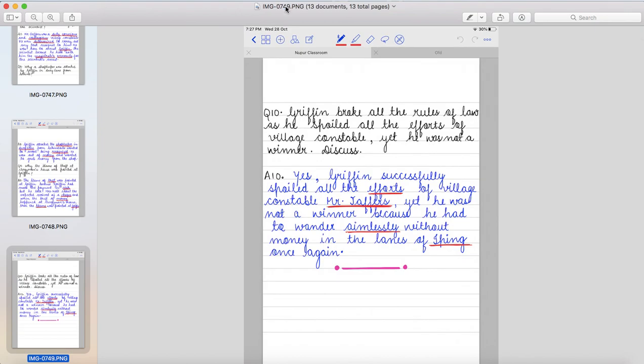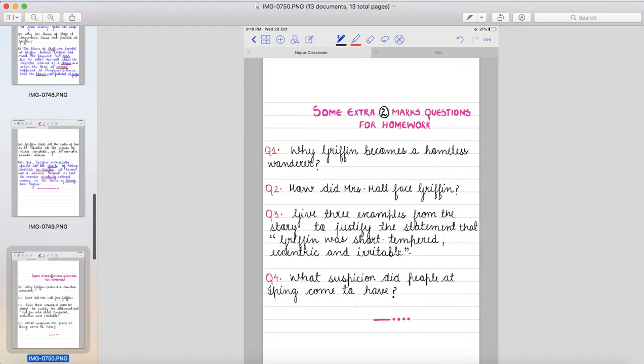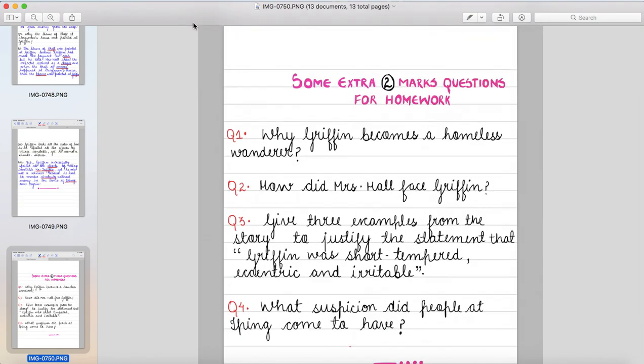Right, students? Okay. Now, I would like to provide you some extra short questions which need to be answered in 30 to 40 words each. Okay. So, this is your homework and you have to do it by yourself. Fine. So, these are the extra short questions. Okay. Question number 1. Why does Griffin become a homeless wanderer? Okay. Question 2. How did Mrs. Hall face Griffin? Question 3. Give 3 examples from the story to justify the statement that Griffin was short-tempered, eccentric and irritable. Eccentric means strange behavior. Question 4. What suspicion did people at Epping come to have?